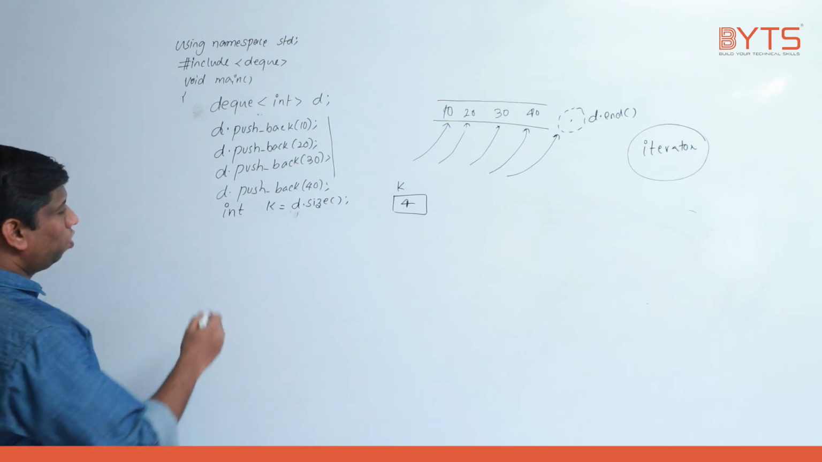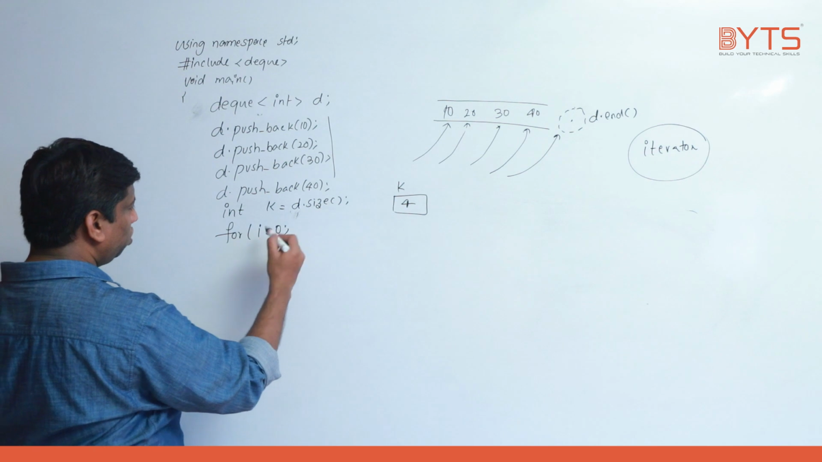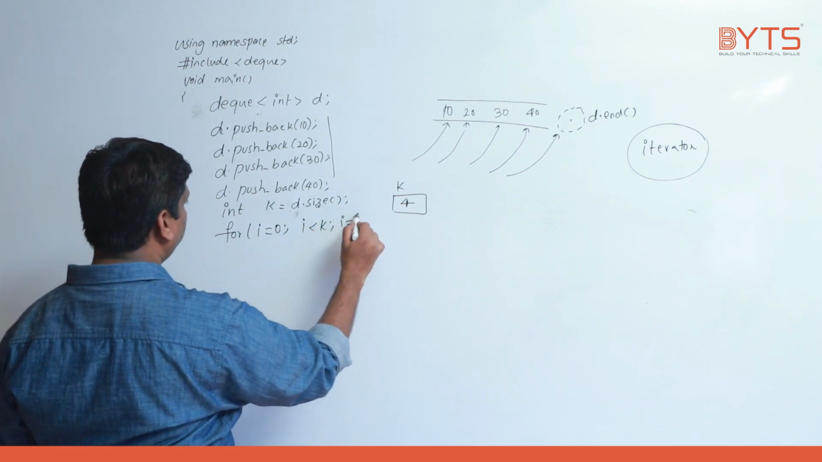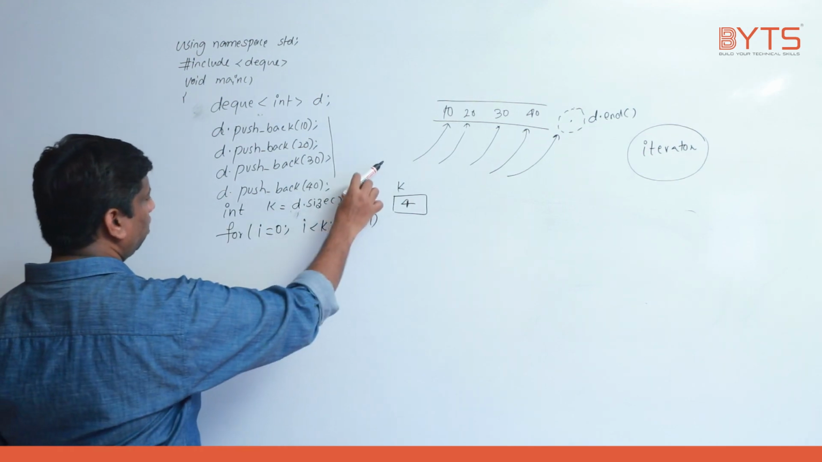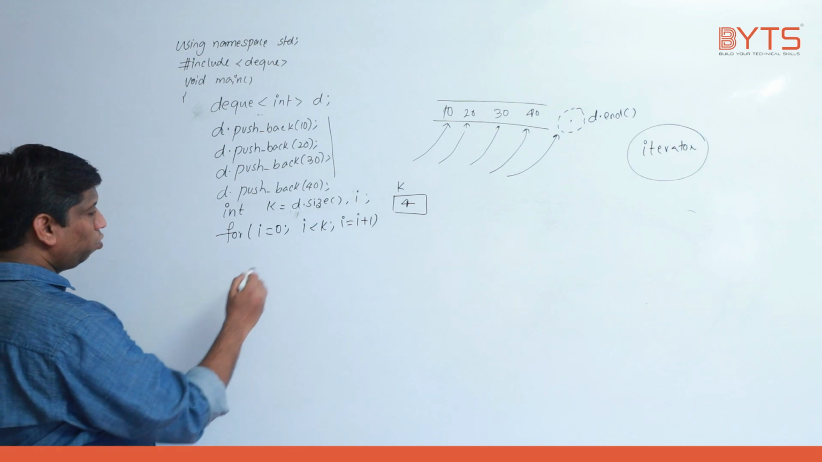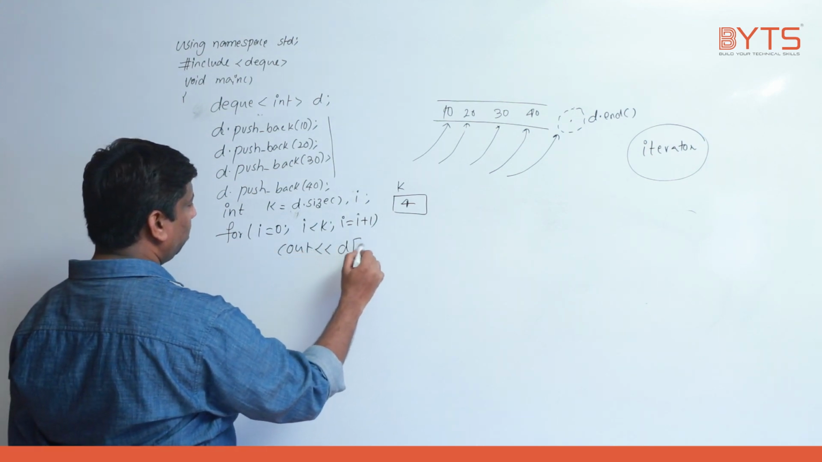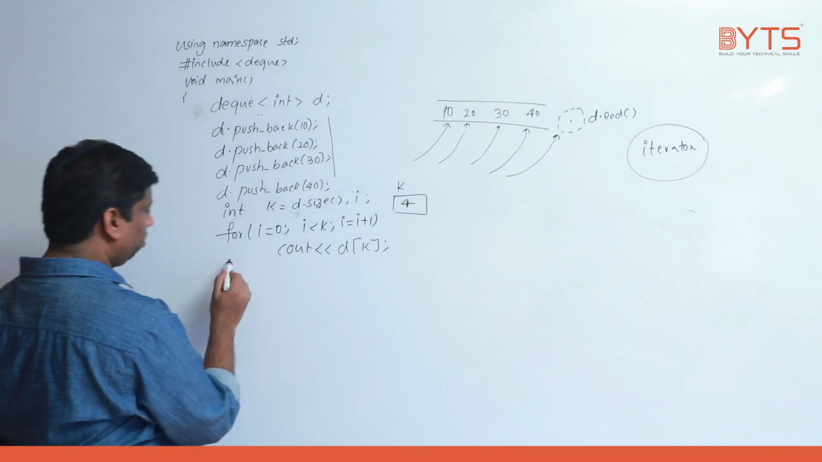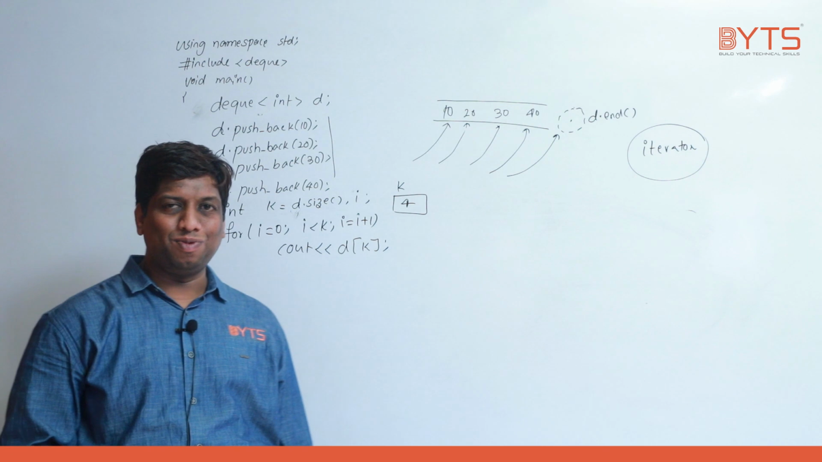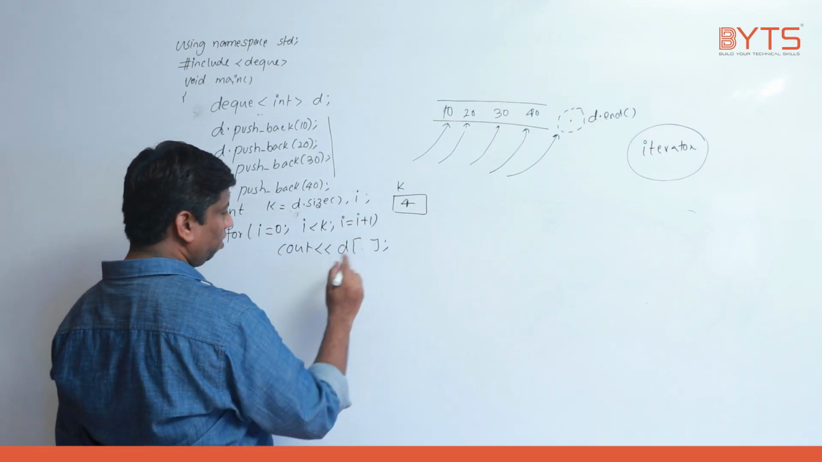Now what will I do? For i is equal to 0, i less than k, i is equal to i plus 1, right? I is a variable of integer type, right? Now what will I do? Simply I can write cout d of i. That's all, completed. So what I am trying to do, same like an array only we are able to use it, right? See what I did, sorry, d of i, right, not k.